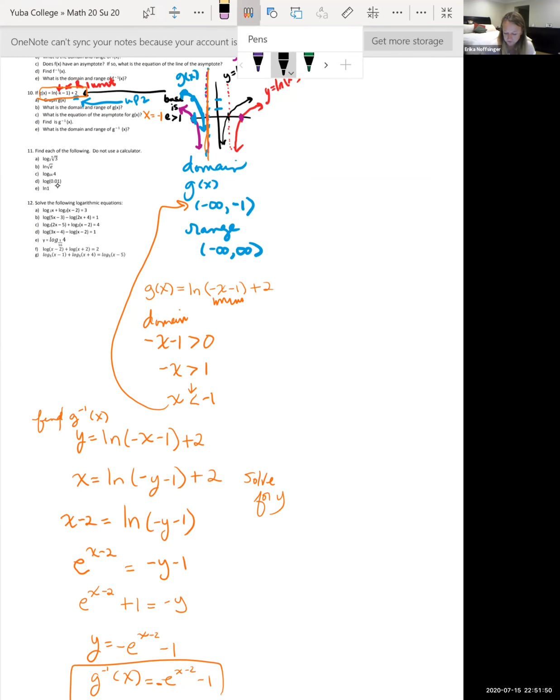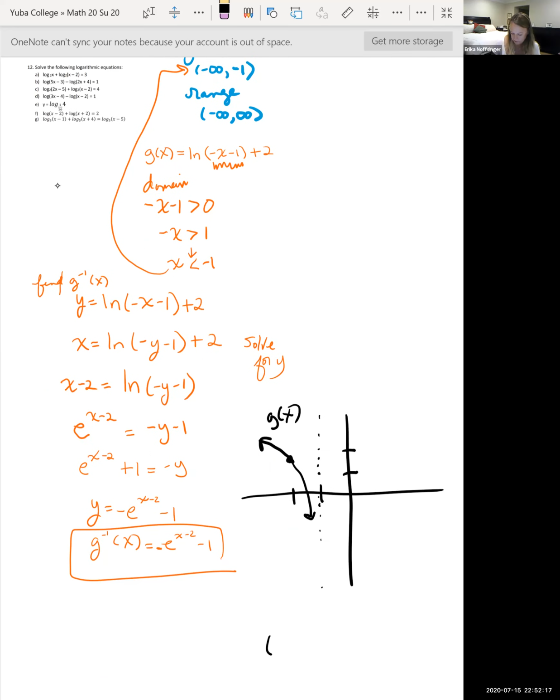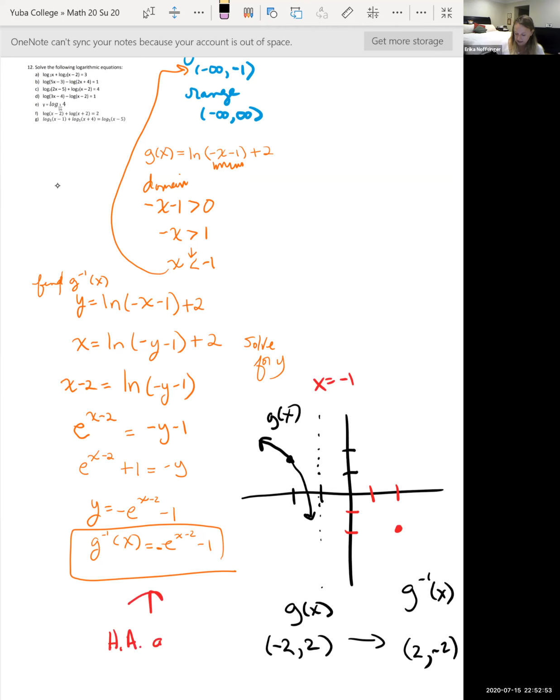And so technically right here, if I look at my g of x graph, we had a vertical asymptote at negative 1, and we had a point at negative 2, 2. And then we had something that came down like this. So if I know this point here, which was at negative 2, 2 on g of x, for g inverse of x, that would be 2, negative 2. I know that I have a vertical asymptote at x equals negative 1. So basically that switches, and now I have a horizontal asymptote at y equals negative 1.